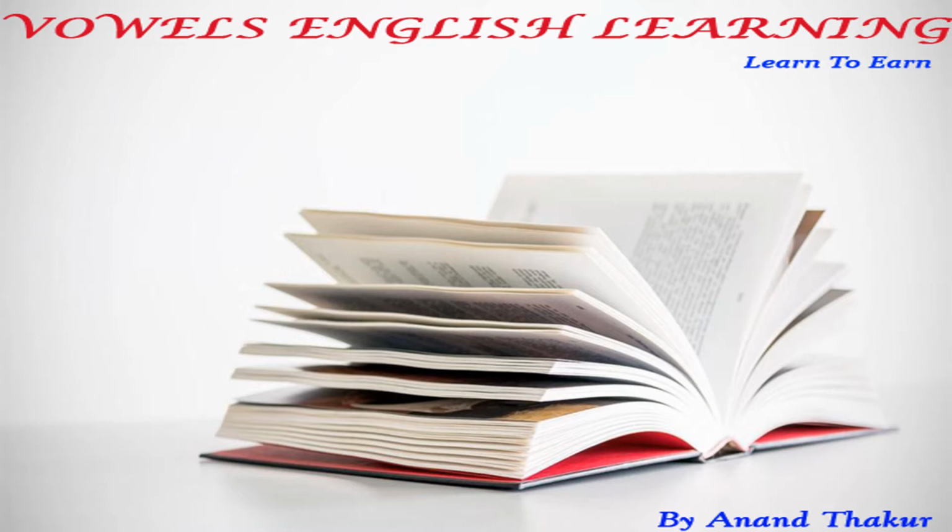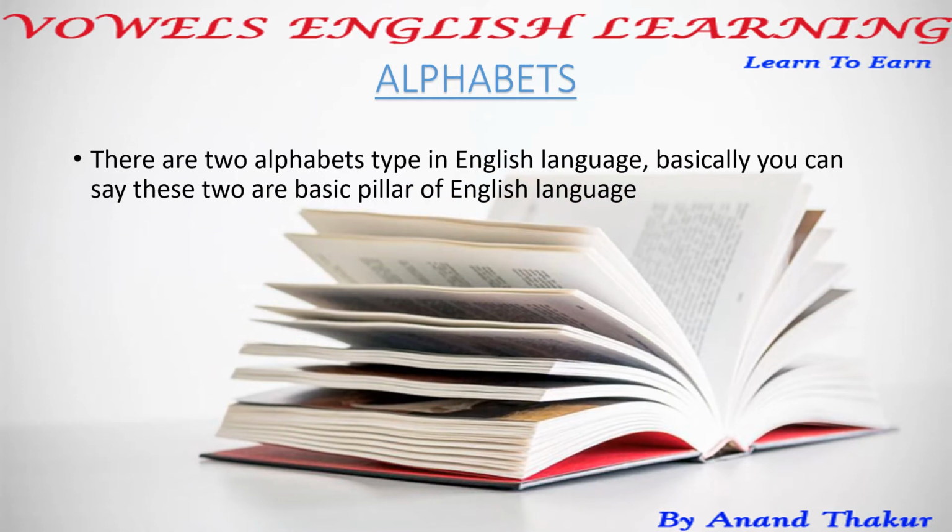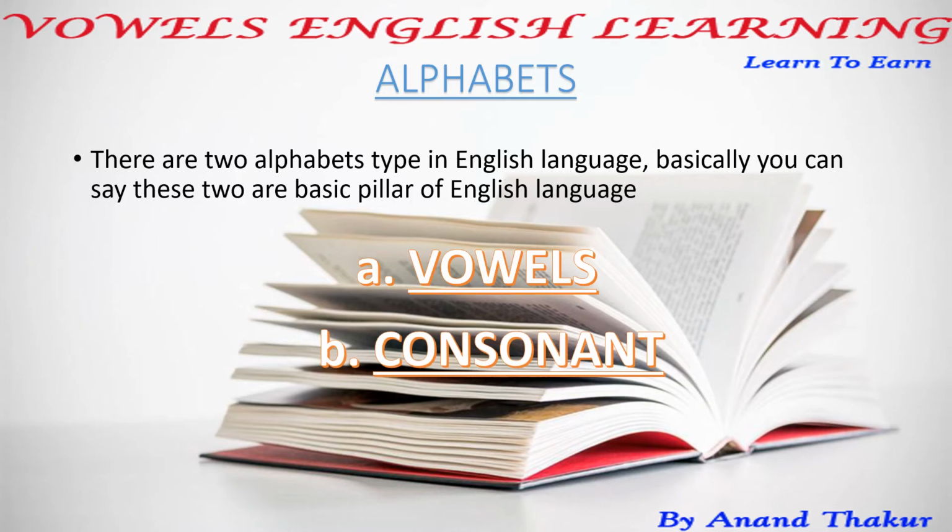Our today's topic is alphabets. So we are going to start with the alphabet, the basic term of English. There are two types of alphabet in English language, and basically you can say these two are the basic pillars of English language. The first one is vowels and the second one is consonants.